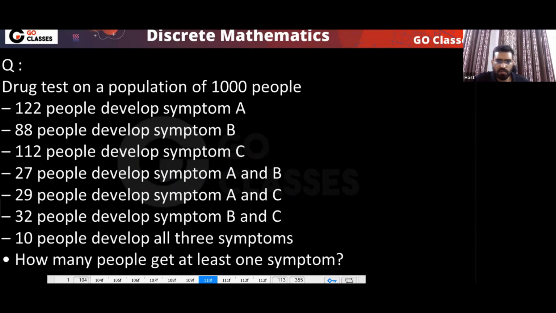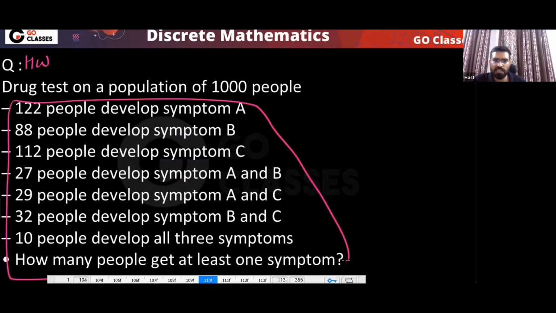In this question, you have all the data. You can take this question as homework. Every data is given. There are a total of 1,000 people. They have symptom A, symptom B, symptom C. A and B is given, A and C is given, B and C is given, and A intersection B intersection C is given. The question is asking for the union, at least one symptom. So the complete data is given to you, and from this you can find the answer.